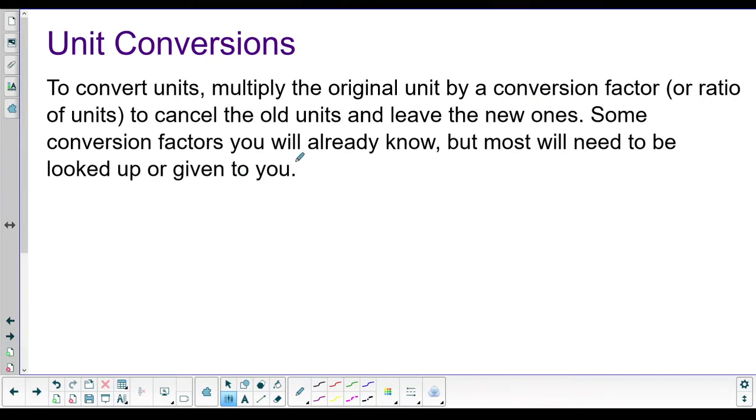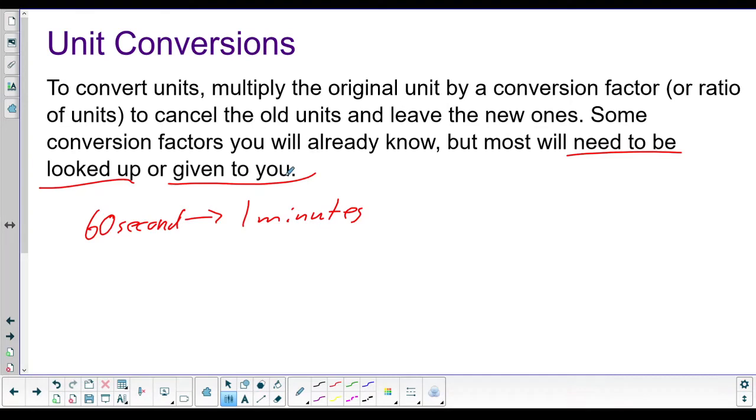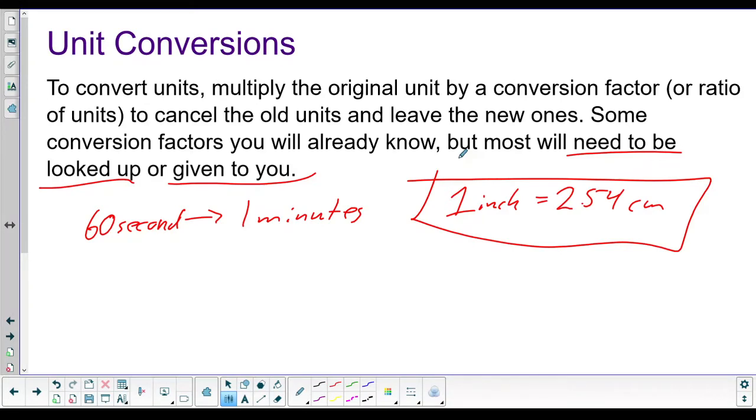Some conversion factors you're already going to know. For example, there are 60 seconds in 1 minute. Things like that I'm going to expect you to know, most of the time. But then there are going to be some that you're either going to have to look up or I'll have to give them to you. So for example, 1 inch is 2.54 centimeters. I don't expect you to know this. Most people don't have metric conversion rates just memorized. So if you need them for a homework problem, I'll give them to you. Okay.